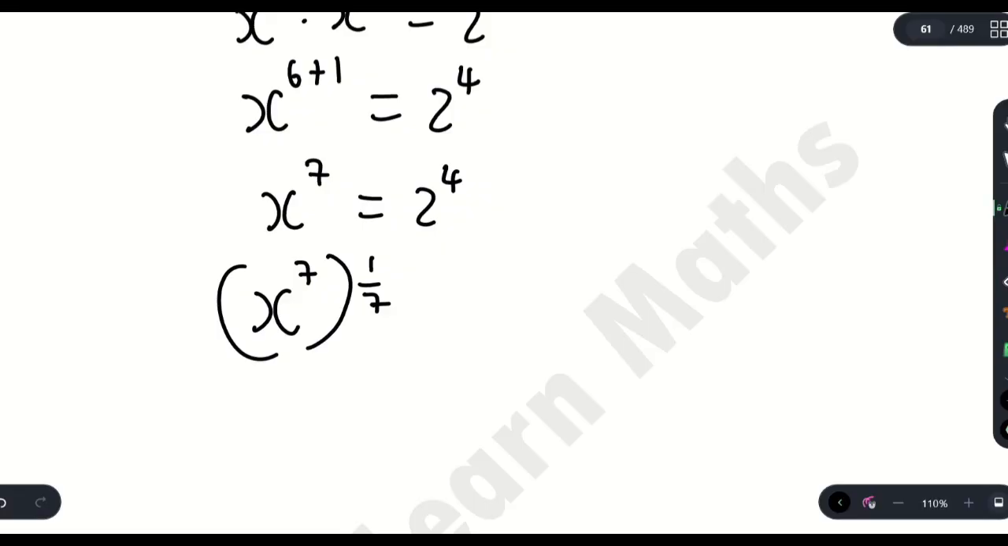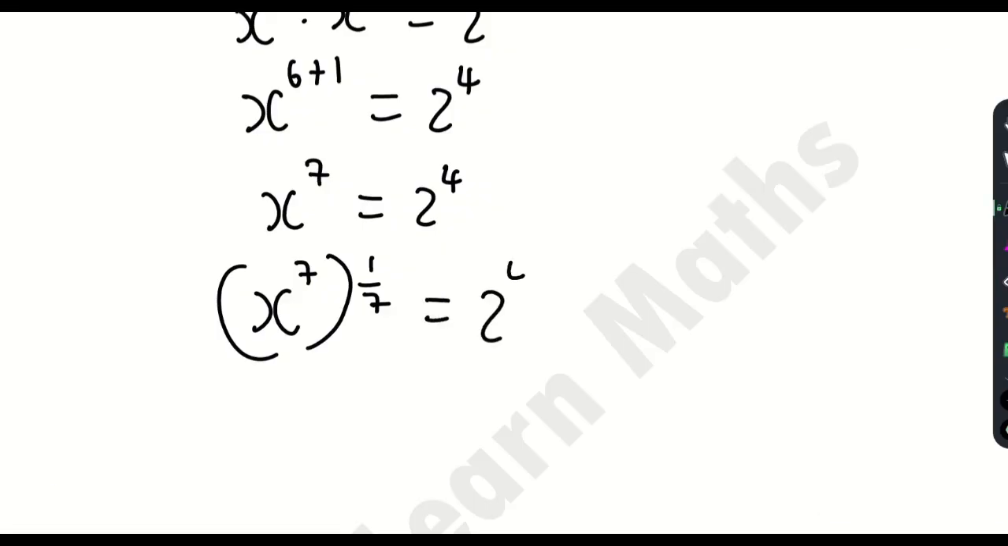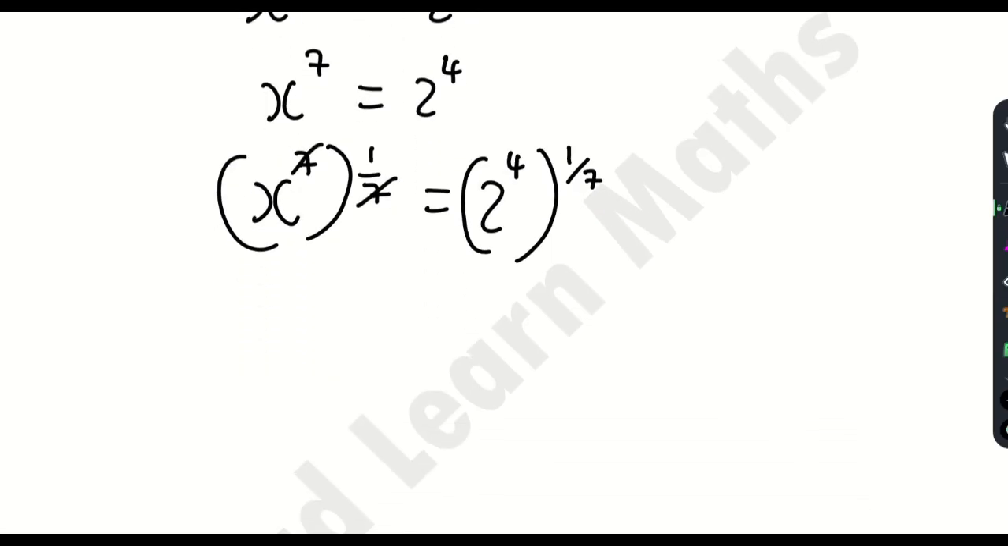I'm going to do the same thing on the right hand side. So 2 raised to the power 4, then what? Times 1 over 7. Because if you take the 7th root here, you must do the same thing on the right hand side. The reason for that is to cancel the power of 7, and I've just done that. So I'm just left with x, which is equal to what? 2 raised to the power, see, 4 times 1 over 7 is 4 over 7.